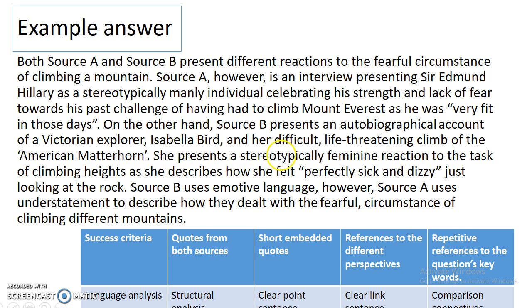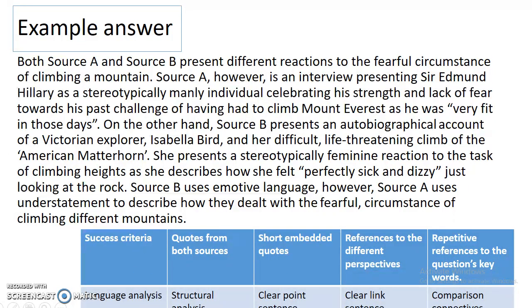She presents a stereotypically feminine reaction to the task of climbing heights as she describes how she felt perfectly sick and dizzy just looking at the rock. Source B uses emotive language. However, source A uses understatement to describe how they dealt with the fearful circumstance of climbing different mountains. Notice how I've linked back to the question, making sure the examiner is aware that I have compared both of the extracts for their presentation of mountain climbing and the fearful circumstances involved.